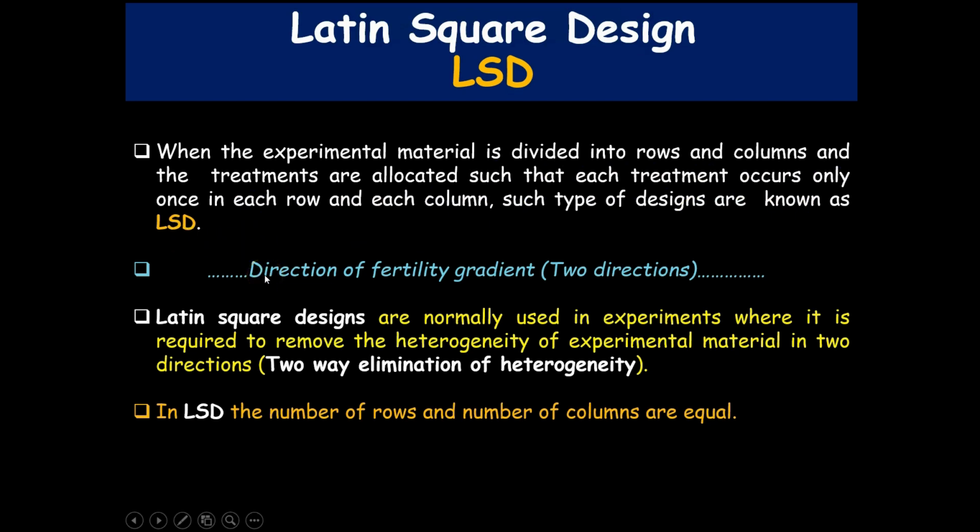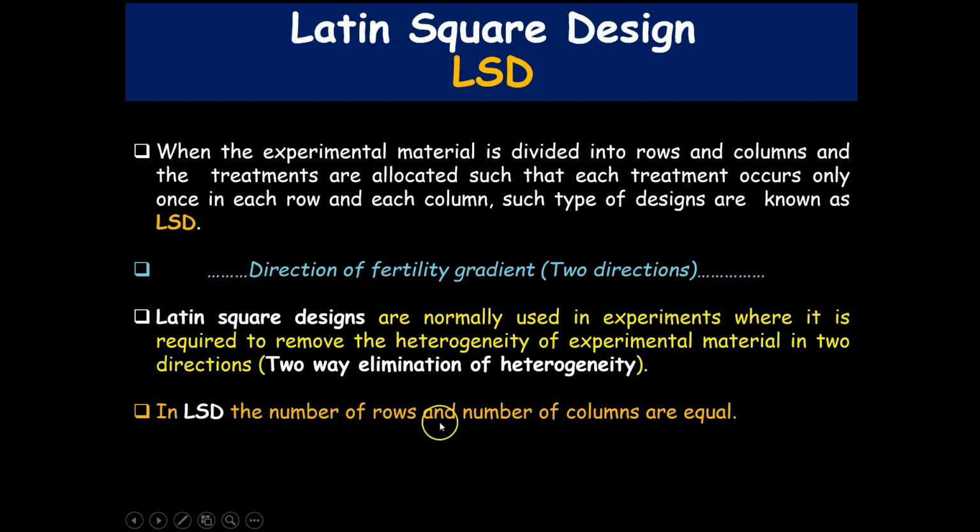In the context of field experiments, if the direction of the fertility gradient is known and it is moving in two directions, under those circumstances this Latin square design is highly recommended. Latin square designs are normally used in experiments where it is required to remove heterogeneity of experimental material in two directions. That is why it is known as two-way elimination of heterogeneity, while the randomized complete block design, or RCBD, is known as one-way elimination of heterogeneity.